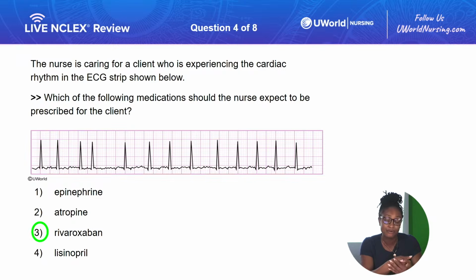Atropine, like I said before, is for bradycardic rhythms to kind of increase that heart rate. And lisinopril is a blood pressure medication, which they might actually be on as well, but we specifically know that we also need an anticoagulant with an AFib type of rhythm just because of those blood clots that could be forming.